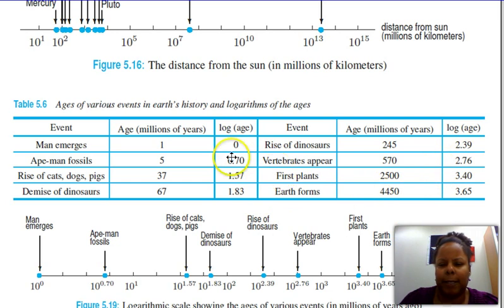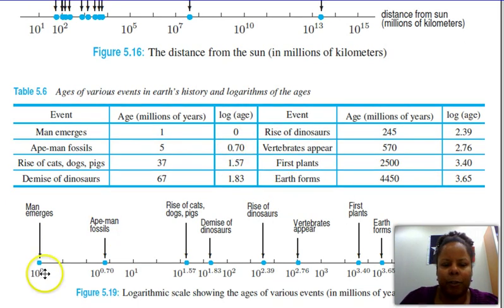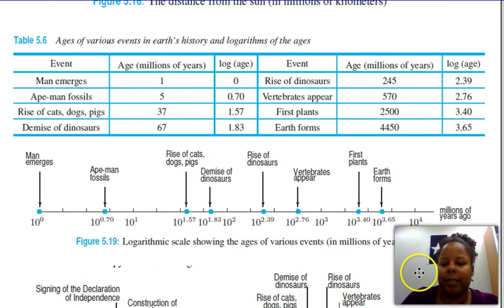So as we can see here, man emerges at 10 to the 0, which is 1. Then around 10 to the 70, we get the 8 man, and vice versa. So in this case, we have a logarithmic scale showing the various ages in millions of years ago. And so they're more evenly spaced, and if we had to start from 1 all the way to 4,450 million years.